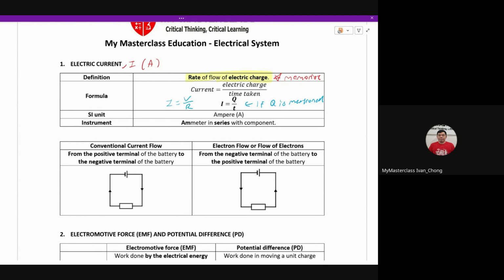And the next part is ammeter is in series. Why? Because don't forget, you want to measure current, right? And if you notice, when you have a series, you have the same current. So if you want to measure the same current as your component, your ammeter must be in series with the component. All right, so do take note about this.